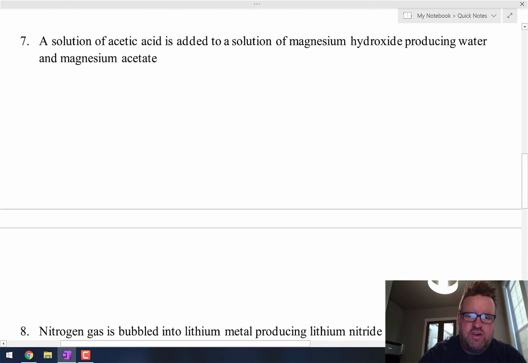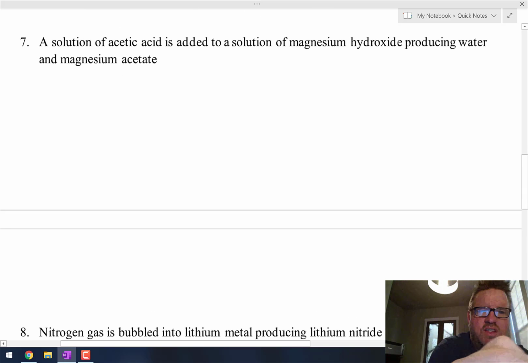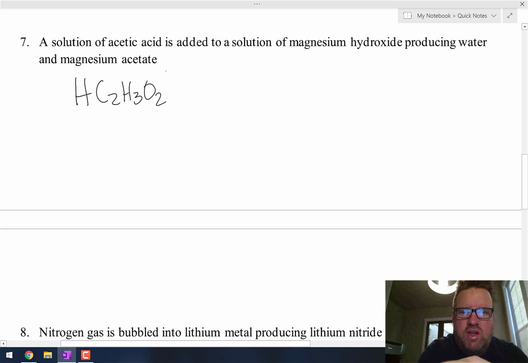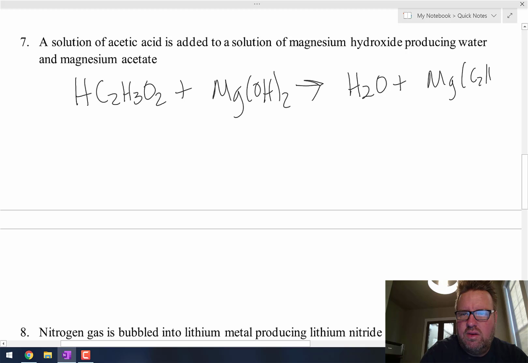Okay, number 7. There's 10 all total, if you're wondering, hey, when's this over? Okay, number 7 says a solution of acetic acid, that comes from acetate. So that's C2H3O2. And a solution of magnesium hydroxide, Mg(OH)2, producing water, H2O, and magnesium acetate.